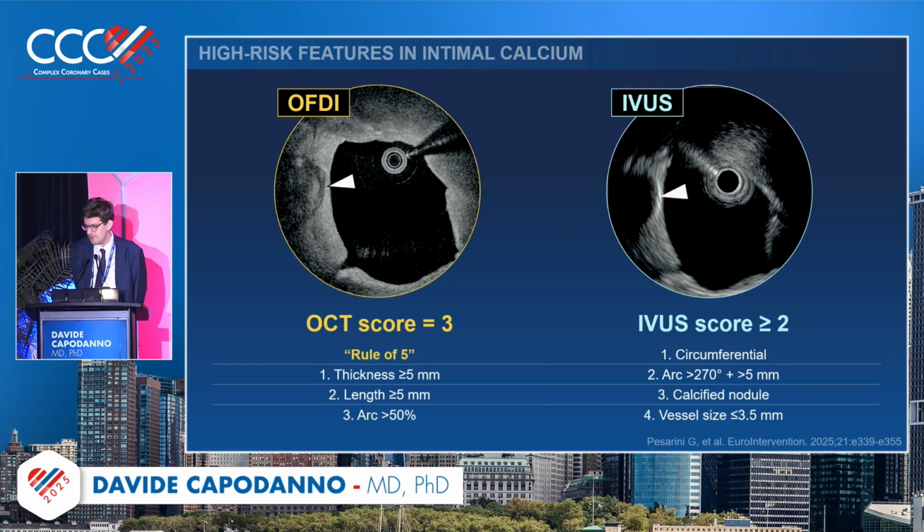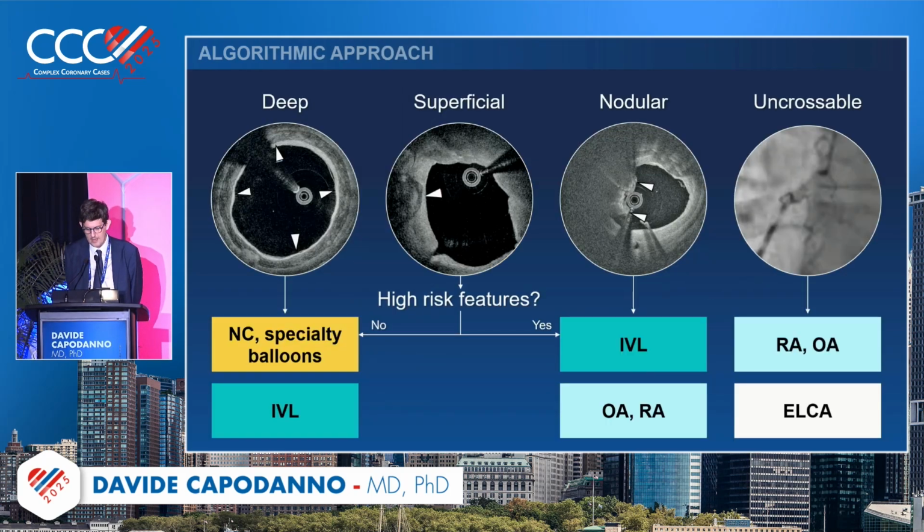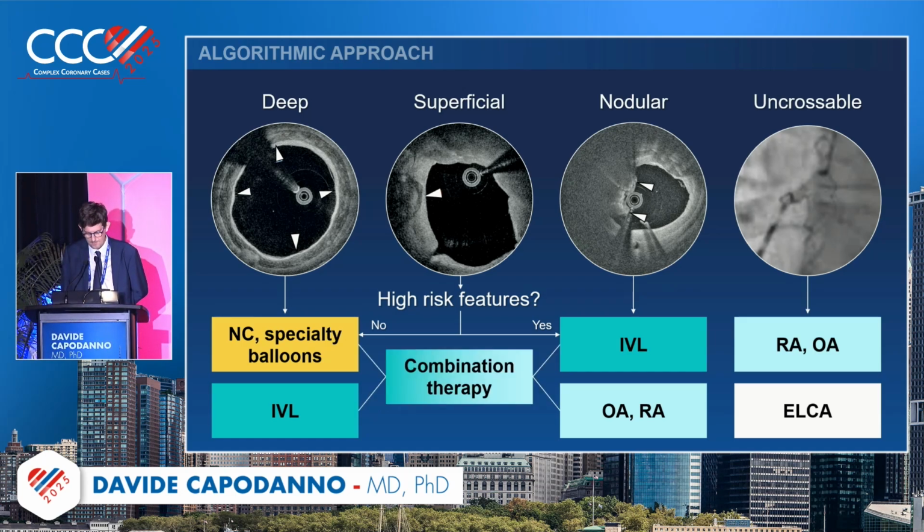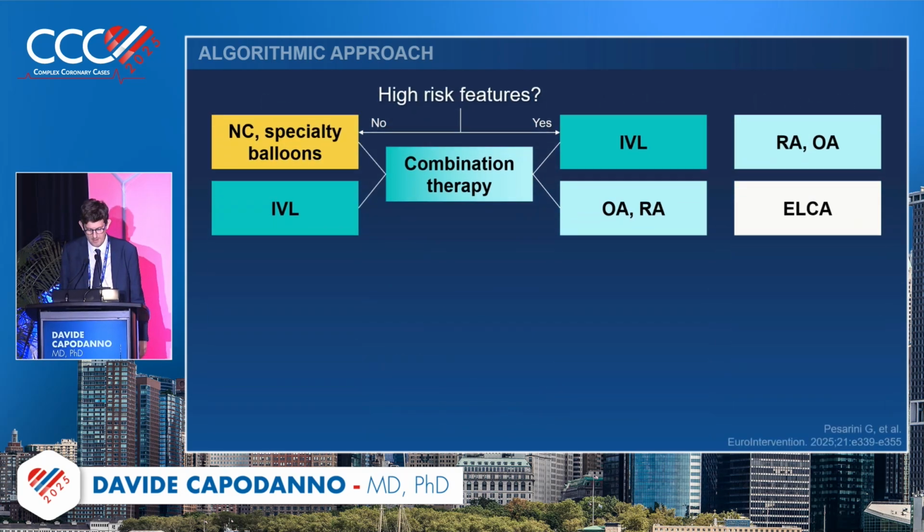And in case of superficial calcium, the next logical question is whether there are high-risk features. In particular, you can use these scores, the OCT score or the IVUS score, with different rules. I will not go into the detail, but an OCT score of 3 or an IVUS score of 2 or more identifies the high-risk characteristics in those who have superficial calcium. So in case of yes, you go for intravascular lithotripsy. If there are no high-risk features, you start with the balloons. Of course, please keep in mind combination therapy. You can also combine these strategies, but this would deserve another talk by itself.